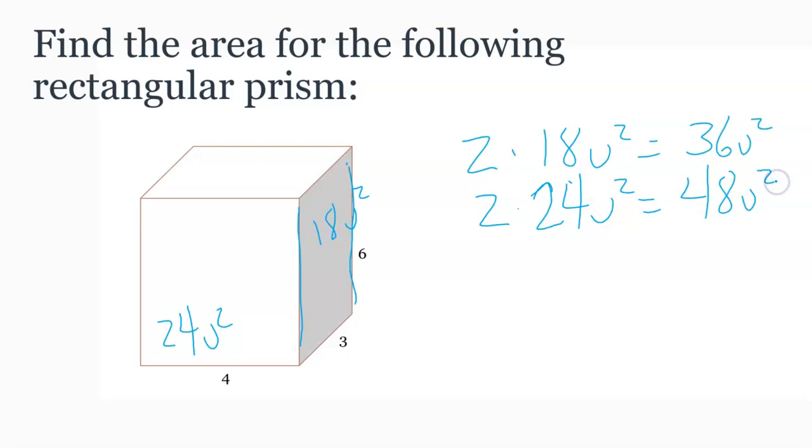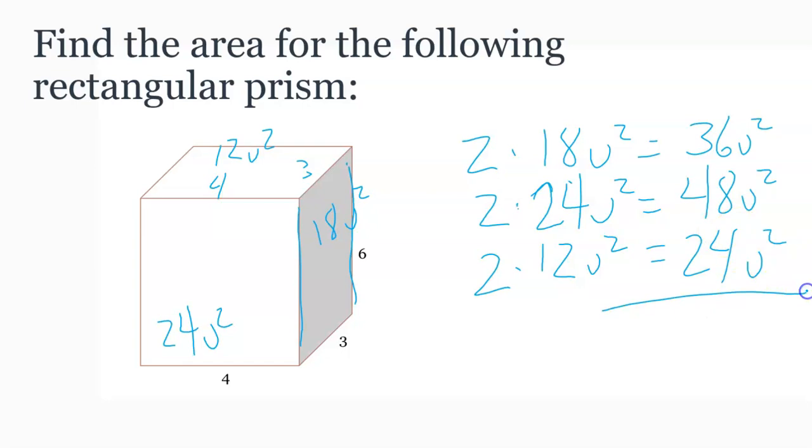And now we just have to do the top and the bottom. So that side is 3. That is 4. 3 times 4 is 12 units squared. And there's a top and a bottom. 2 times 12 is 24 units squared. Let's add these up: 36 plus 48 plus 24, 108 units squared. And that's it. We're done.